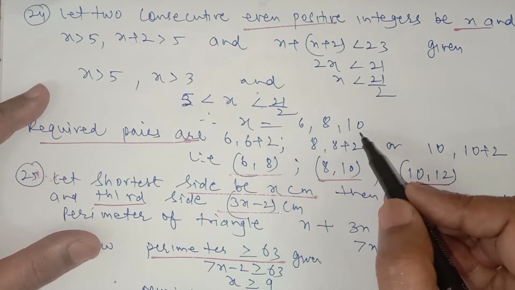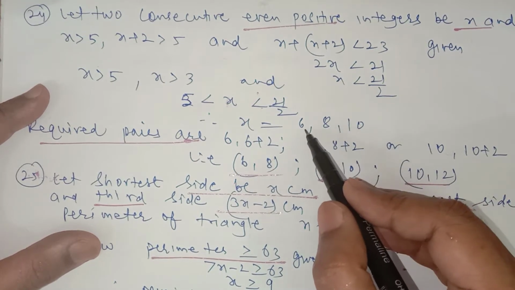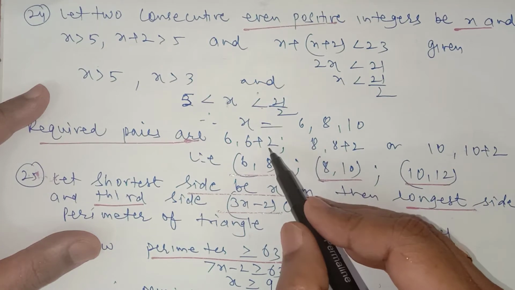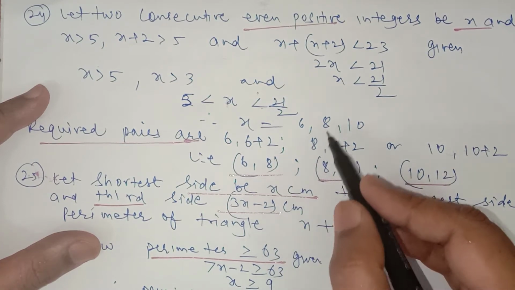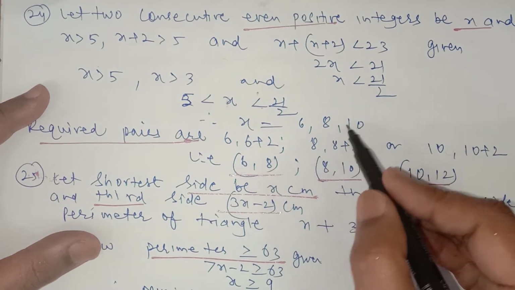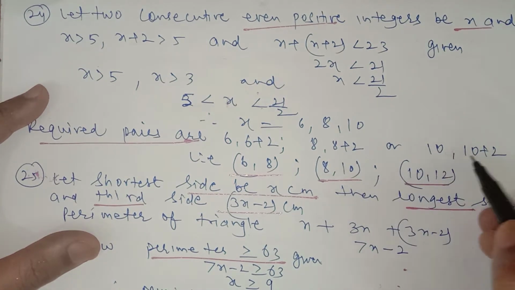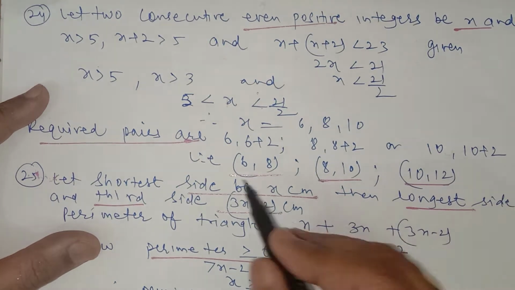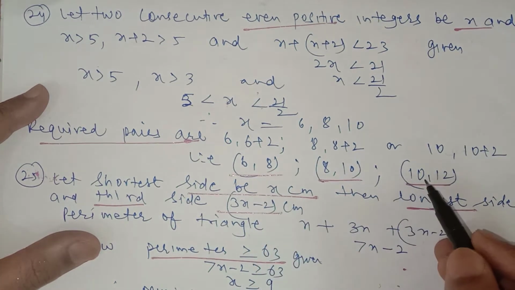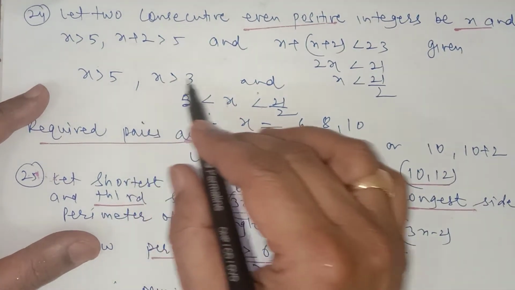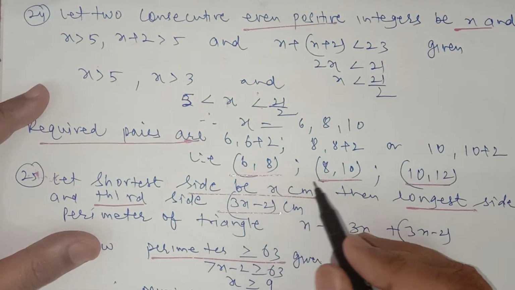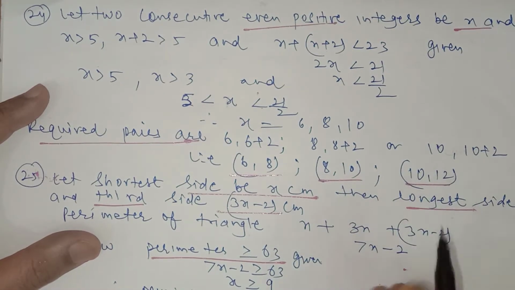If the first even integer is 6, then the next even integer will be 8. If the first even integer is 8, then the next will be 10. And if the first even integer is 10, then the next consecutive even integer will be 12. Therefore, there are three pairs of consecutive positive even integers satisfying these conditions: 6 and 8, 8 and 10, 10 and 12.